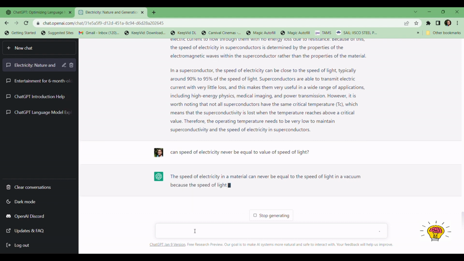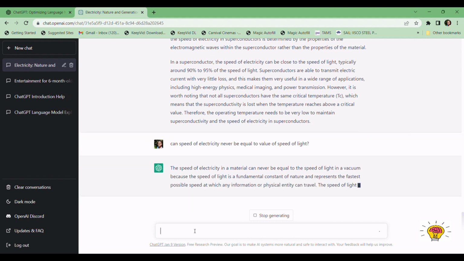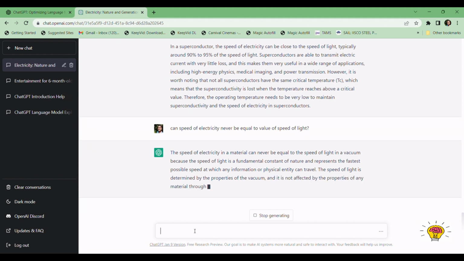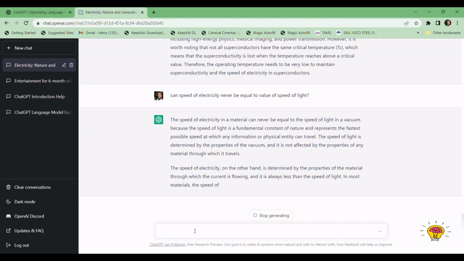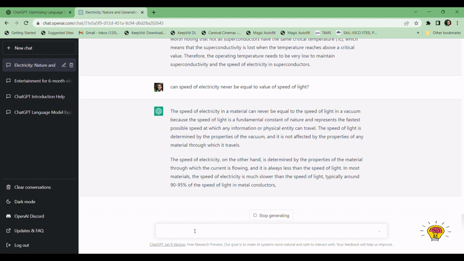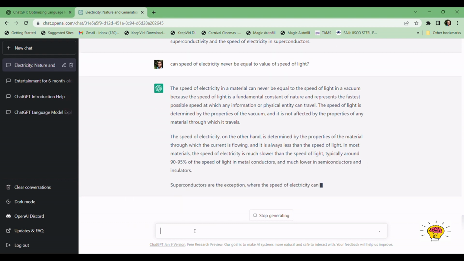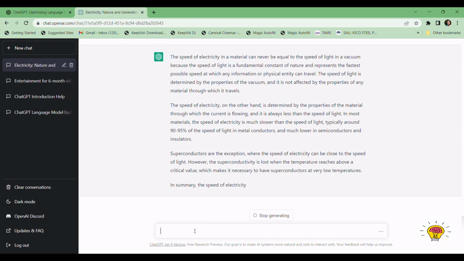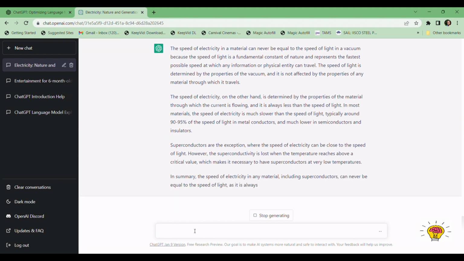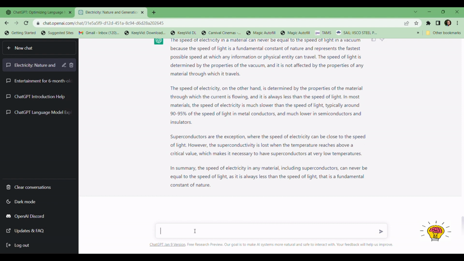The speed of electricity in a material can never be equal to the speed of light in a vacuum, because the speed of light is a fundamental constant of nature and represents the fastest possible speed at which any information or physical entity can travel. The speed of electricity is determined by properties of the material through which the current flows, and it is less than the speed of light. In most materials, the speed of electricity is much slower. Superconductors are the exception, where the speed of electricity can be close to the speed of light. However, the superconductivity is lost when the temperature reaches above a critical value.